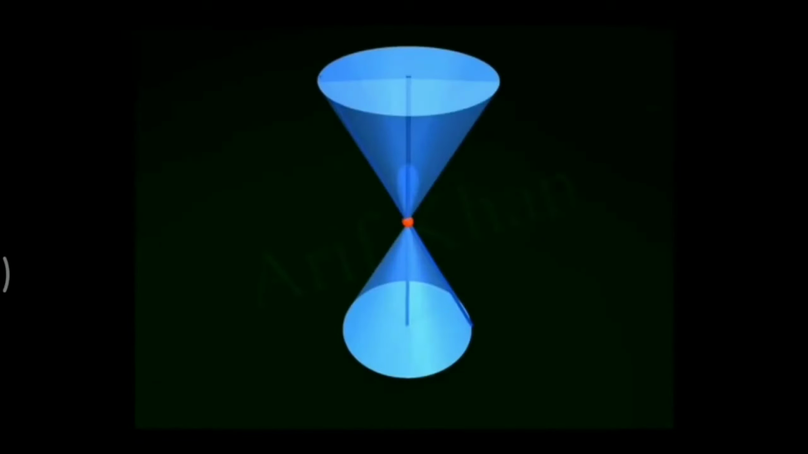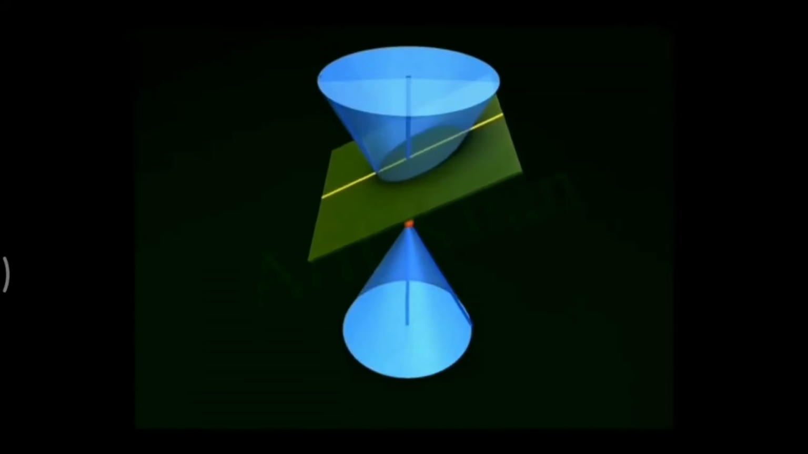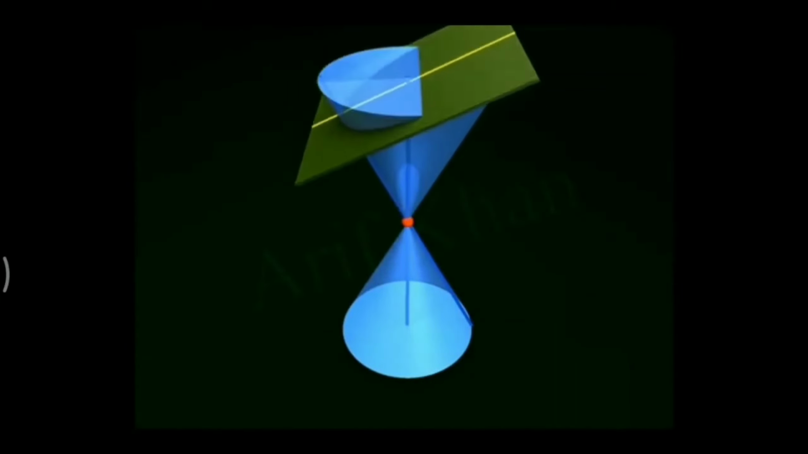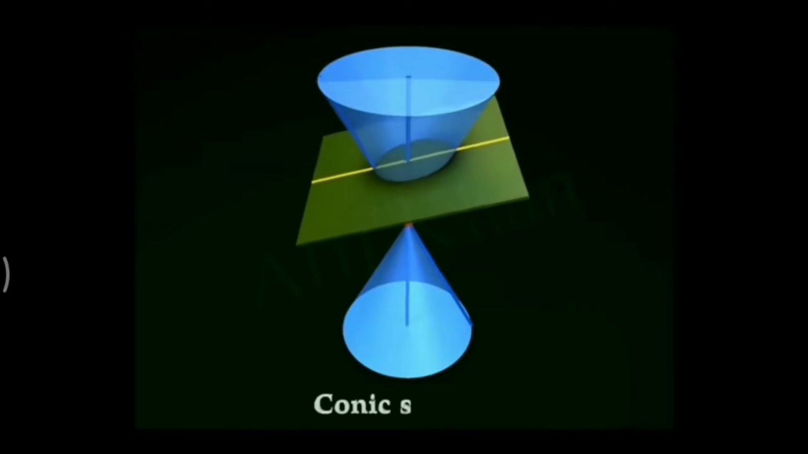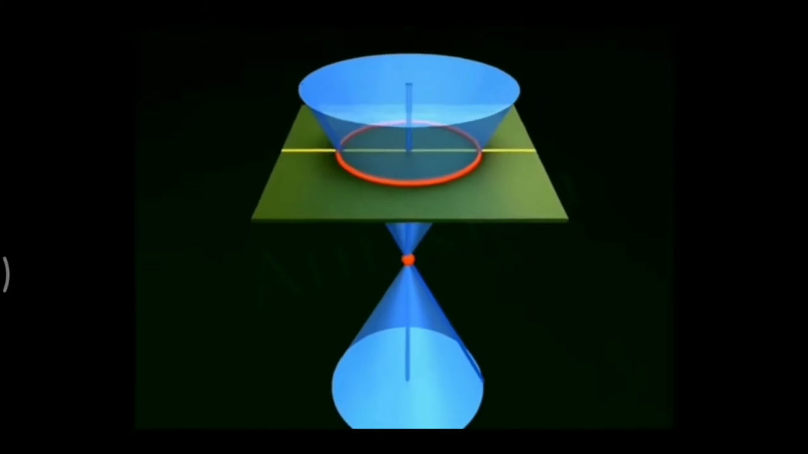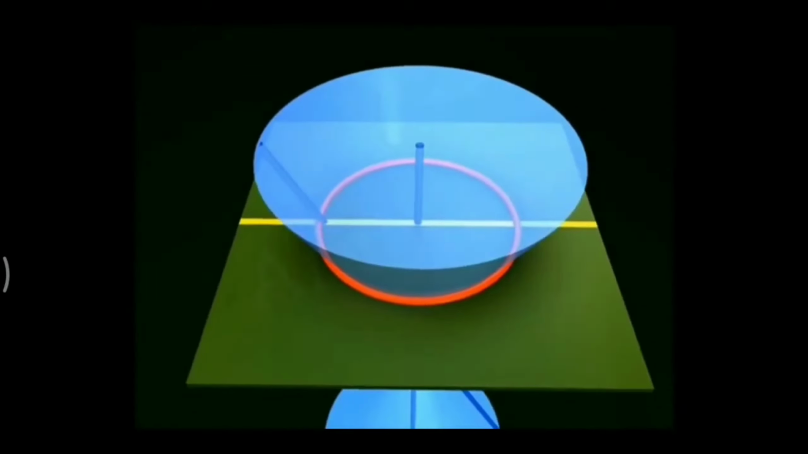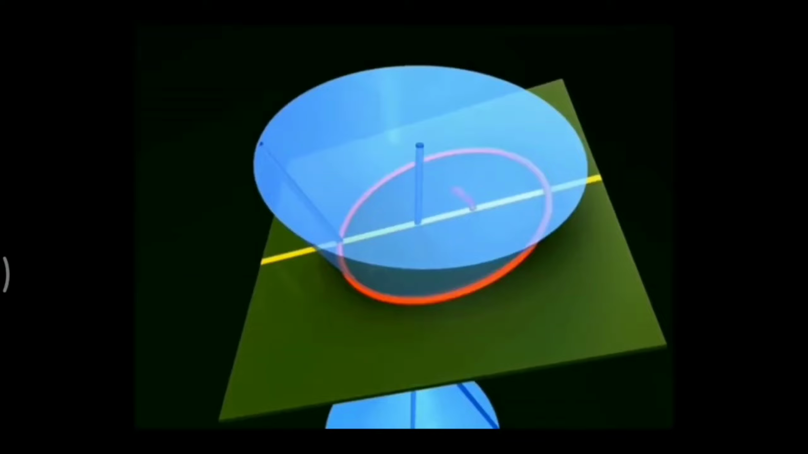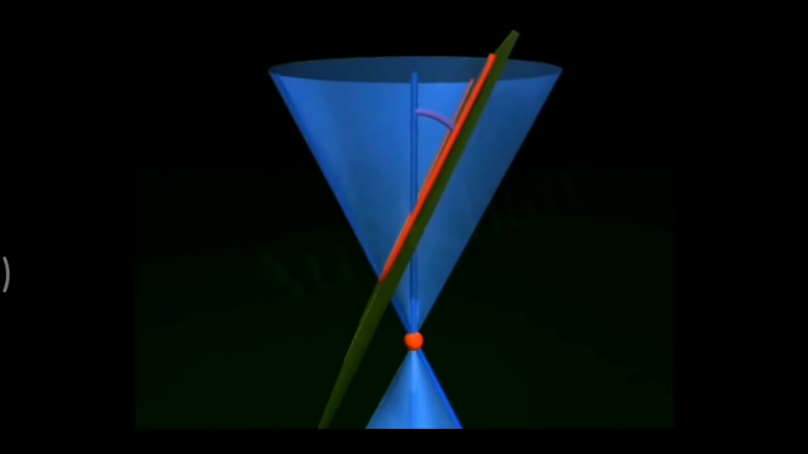Conic sections. If a plane intersects a double right circular cone, we get two-dimensional curves of different types. These curves are called conic sections. Depending on the angle made by the plane with the vertical axis of a cone, the plane can cut the cone in three different ways.